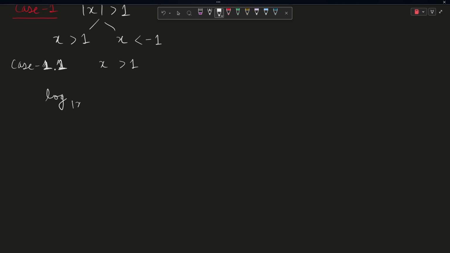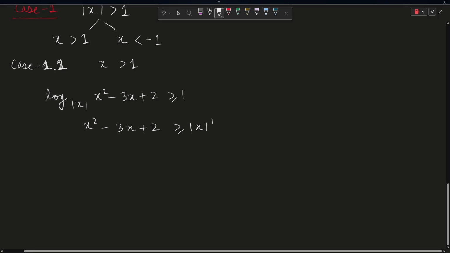I can say log base mod x of x square minus 3x plus 2 greater than or equal to 1. Mod x will go there, so x square minus 3x plus 2 is greater than or equal to mod x to the power 1. As we have taken x greater than 1, mod x will open as plus x. Hence x square minus 3x plus 2 greater than or equal to x, it will be x square minus 4x plus 2 greater than or equal to 0.